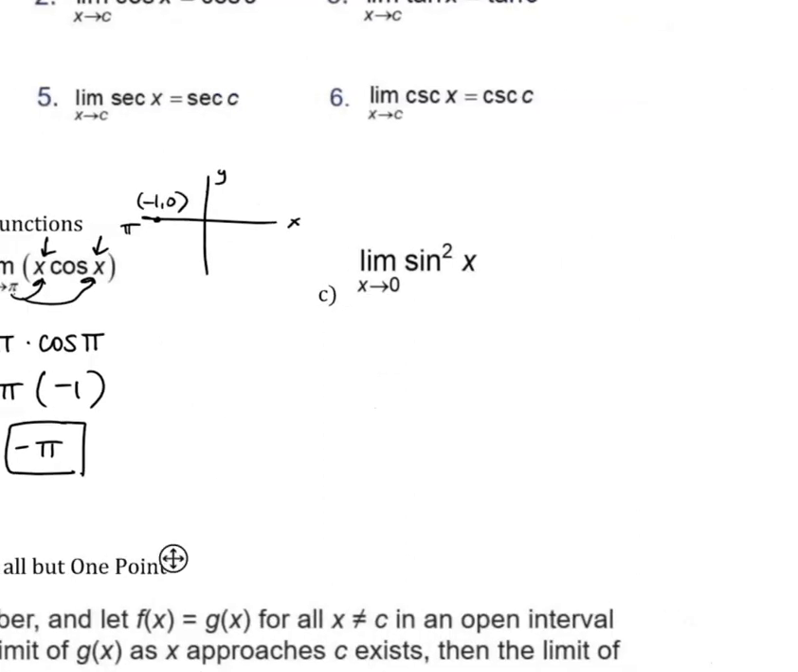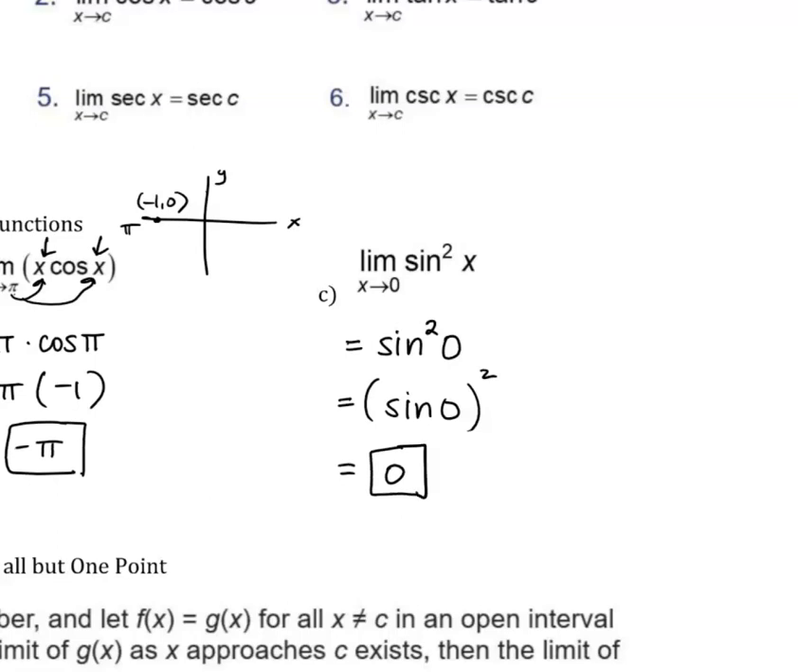And finally here in our last example for this part, we have the limit as x approaches 0 of sine squared x. Let's come in and apply direct substitution. What is sine squared of 0? Just make sure we're all on the same page. That means find sine of 0 and square it. Well, sine of 0 is 0, and 0 squared is still 0.